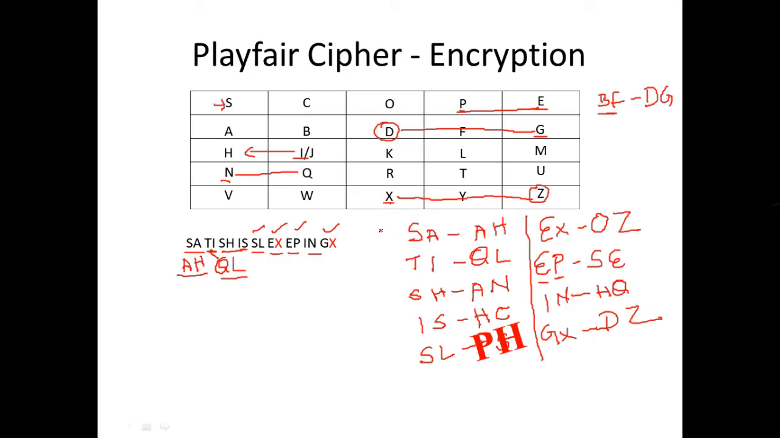So we have applied all these rules. What happens when two letters are in the same column? What happens when two letters are in the same row? And what happens when two letters are in different rows and columns? These three rules we have applied and we have encoded or encrypted our plain text to this ciphertext. Is that clear?